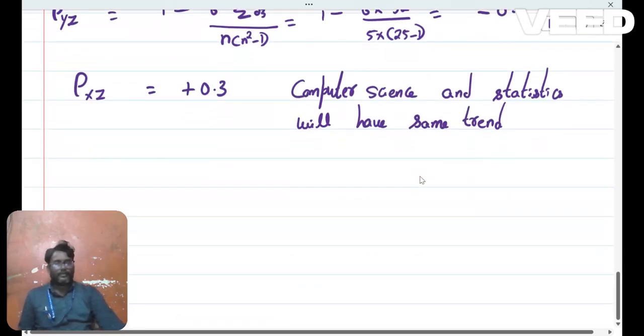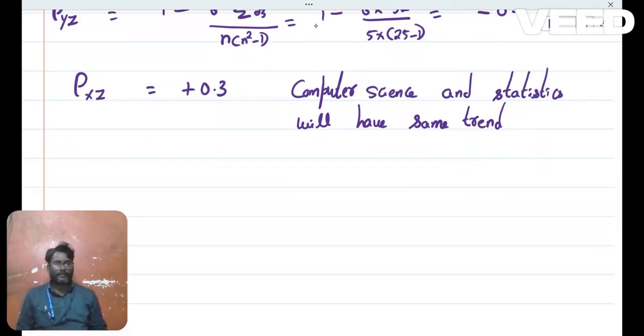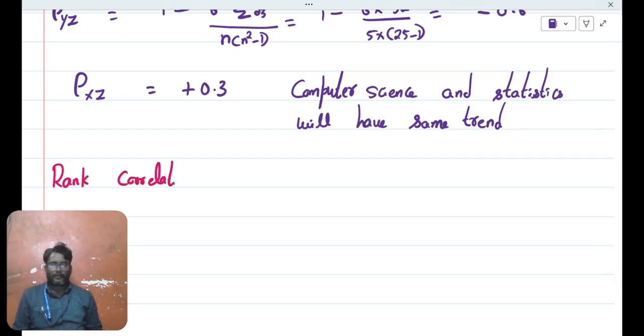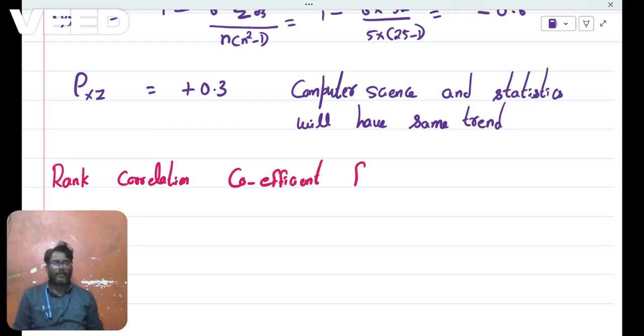Okay. So now we'll do one more problem, which is on repeated ranks. The rank correlation coefficient for repeated rank. So I'll do a problem.